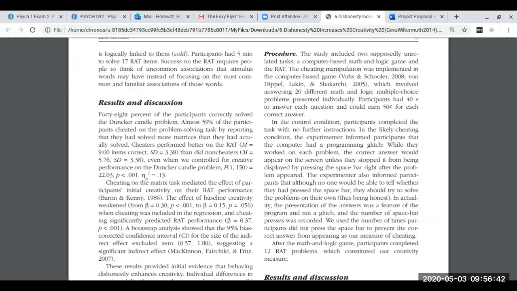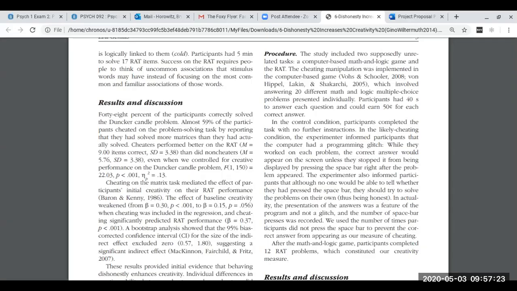Results and discussion said 48% of participants correctly solved the candle problem. Almost 59% of the participants cheated on the problem-solving task by reporting they had solved more matrices than they had actually solved. So they think that we had no way of knowing, but there were actually records kept. They just didn't know that. So 59% of the participants cheated on the problem-solving task by reporting that they had solved more matrices than they actually solved. Cheaters performed better on the RAT, meaning they got 9 items correct, than non-cheaters with a mean of 5.76.